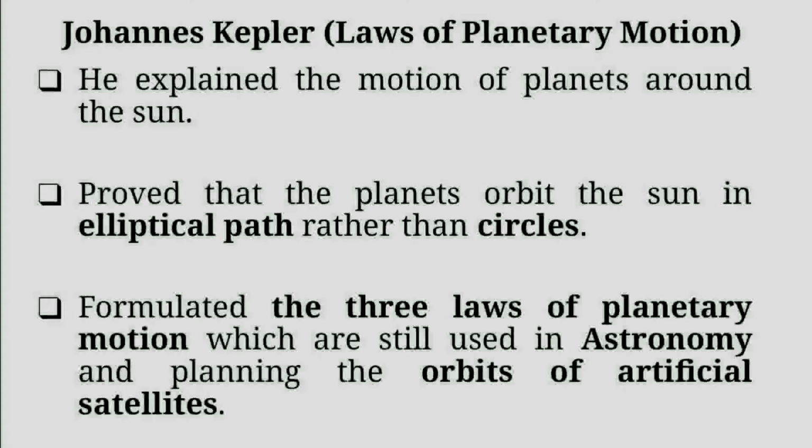Another genius discovered in the 17th century was Johannes Kepler, the man known for laws of planetary motion. He explained the motion of planets around the sun. He also proved that the planets orbit the sun in elliptical paths rather than circles. Kepler formulated the three laws of planetary motion, which are still used in astronomy till now, and in the planning of orbits of artificial satellites.